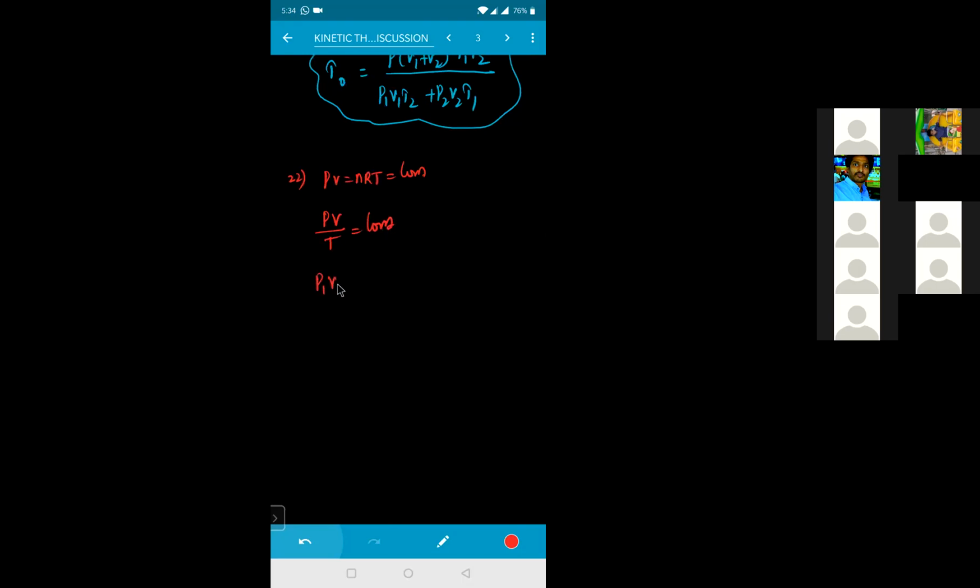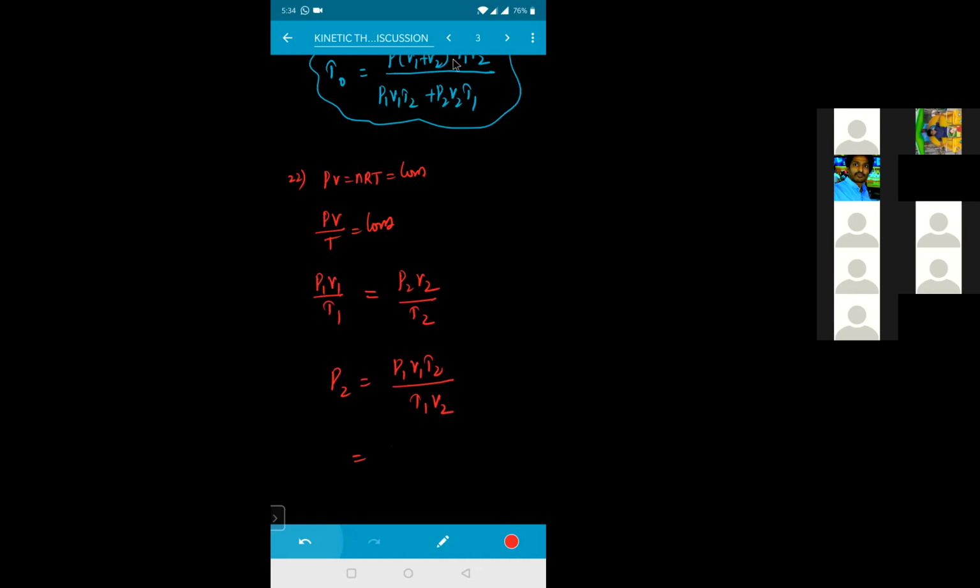So I can write P1 V1 by T1 is equal to P2 V2 divided by T2, from the given relation. So I need the value of P2. P2 will become P1 V1 into T2, divided by T1 into V2. Here P1 is nothing but P.